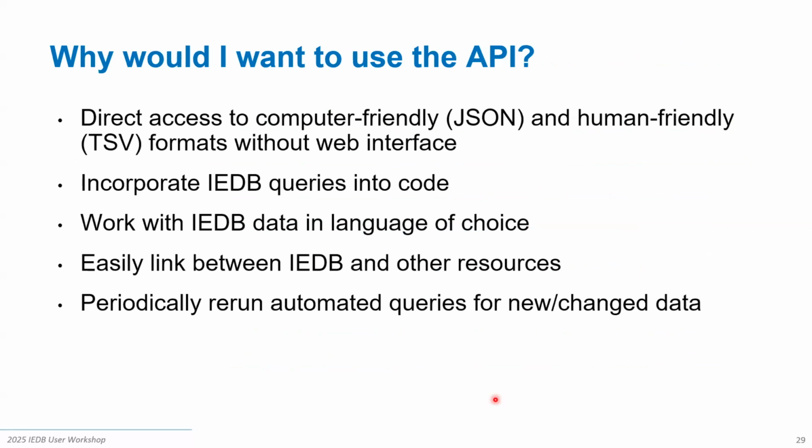So why would you want to use our API versus something else? It gives you direct access to computer-friendly and human-friendly formats without having to use the web interface. This is important if you want to incorporate the IEDB data and queries into your code and use that data in the language of whatever you use to write your application or your interface. It allows easy linking between the IEDB and other resources, and it also allows you a quick and easy way to periodically run automated queries for your particular data set, checking weekly or monthly or however often you would like.